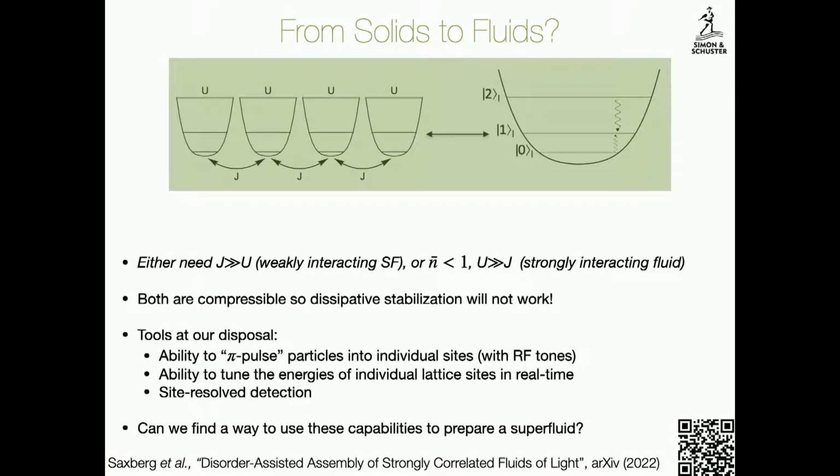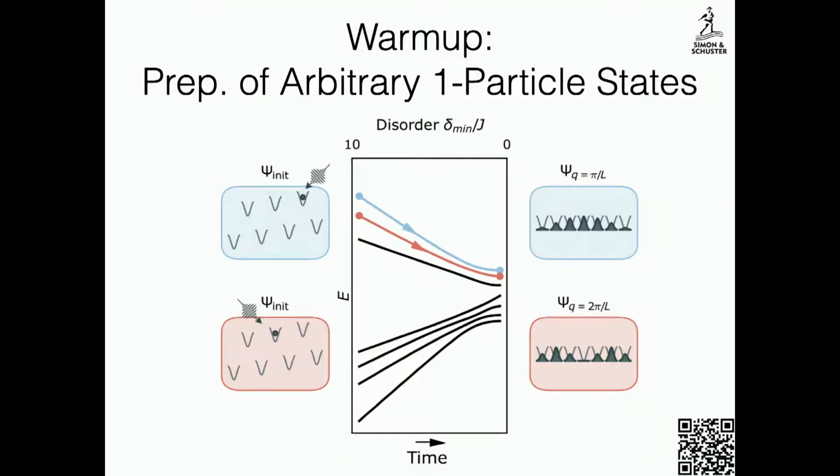stop filling. So, but what we do have instead at our disposal is the ability to pi-pulse particles into our system, okay? The ability to tune the energies of the individual lattice sites, and this site resolve detection. So can we combine these abilities to prepare a superfluid? Okay? So let's warm up by just trying to prepare single particle eigenstates of a degenerate lattice.